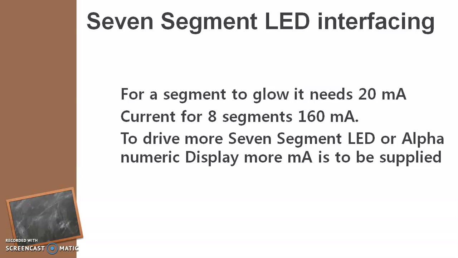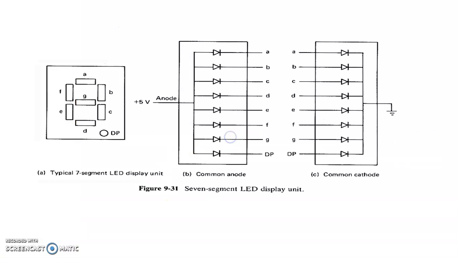If you take a 7 segment LED display interface, for a segment to glow it needs 20 milliamperes. So including the decimal point, it is 8 segments, so approximately it needs 160 milliamperes, which is beyond the TTL capability. And if I connect more display devices, then more current is to be supplied.